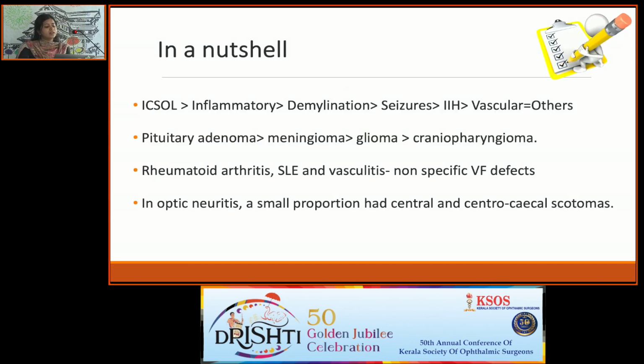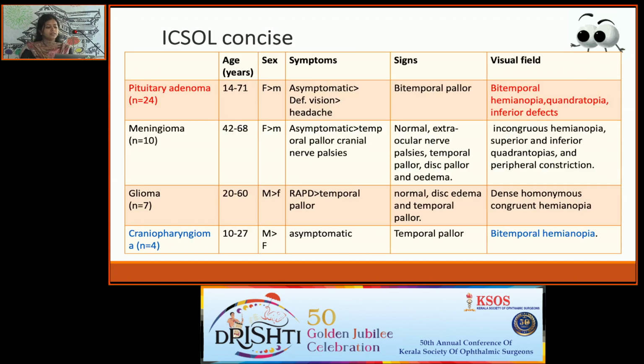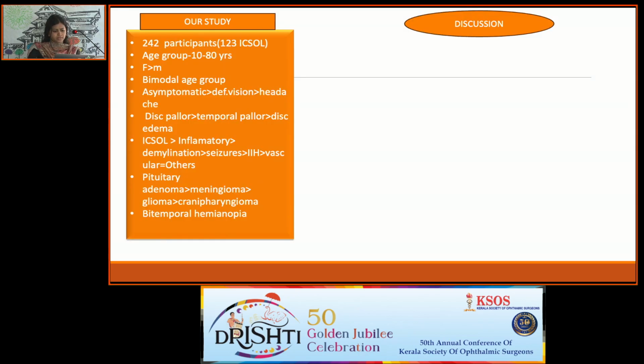To summarize, major referrals were intracranial space occupying lesions, among them pituitary adenoma, followed by meningioma, glioma, and craniopharyngioma. Only in arthropathies did we find non-specific visual field defects. In optic neuropathy, a small proportion had central and centrocecal scotomas. In intracranial space occupying lesions, pituitary adenoma and craniopharyngioma were found to have bitemporal hemianopia, as the site of lesion is in the optic chiasma. In meningioma, we got an incongruous hemianopia, and in glioma, a congruent hemianopia.